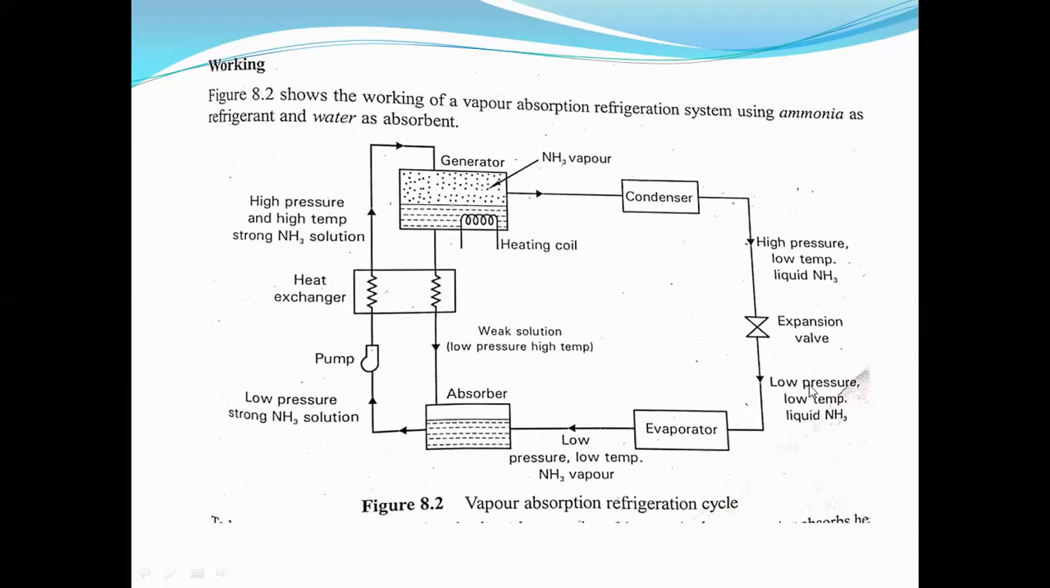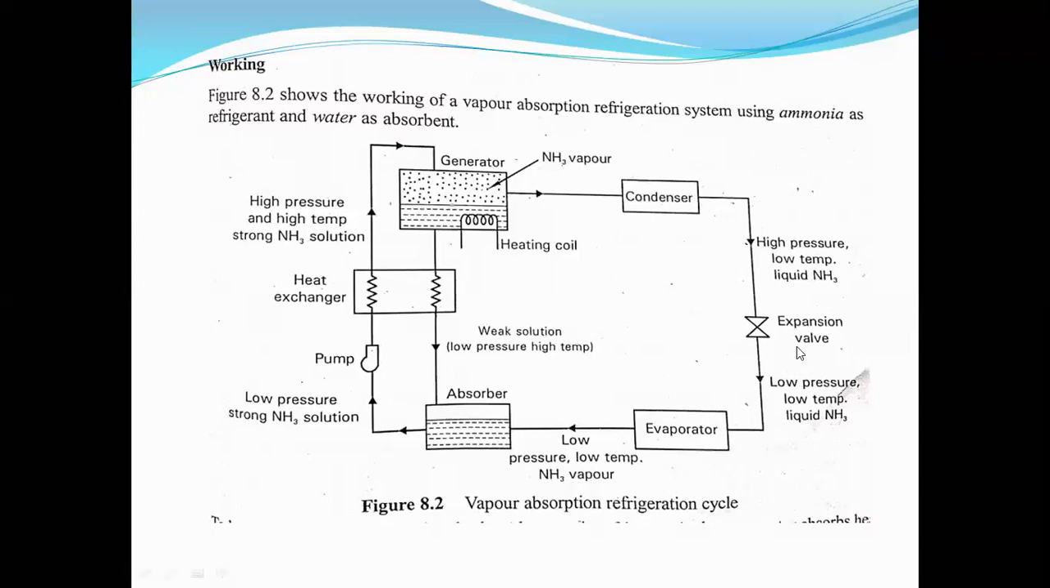When this low pressure, low temperature liquid ammonia enters the evaporator, it absorbs heat from the cabinet, thereby changing the phase from liquid to vapor. The function of the evaporator is to convert the liquid to vapor phase.